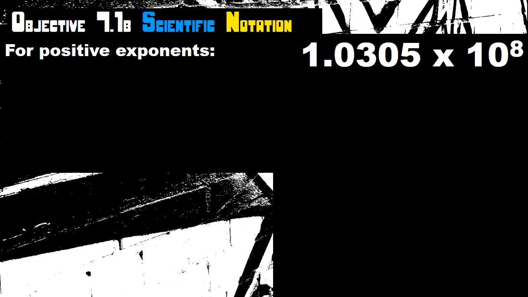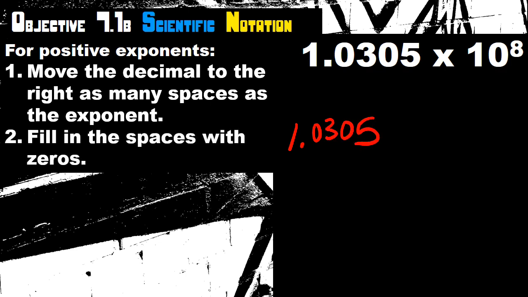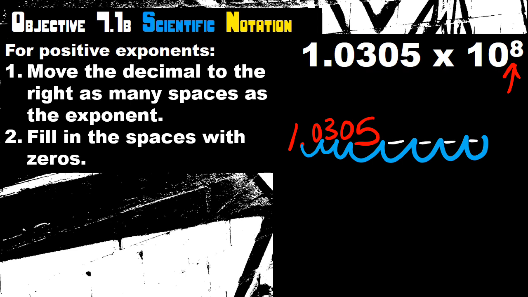So now let's go ahead and try another one. We have our 2 steps here. So our first step is we have our number 1.0305. And it says we need to move our decimal point the number of spaces that is our exponent. So let's go ahead and do that. We're going to move it 1, 2, 3, 4, 5, 6, 7, 8. And we're going to fill in each space that we have with a 0.